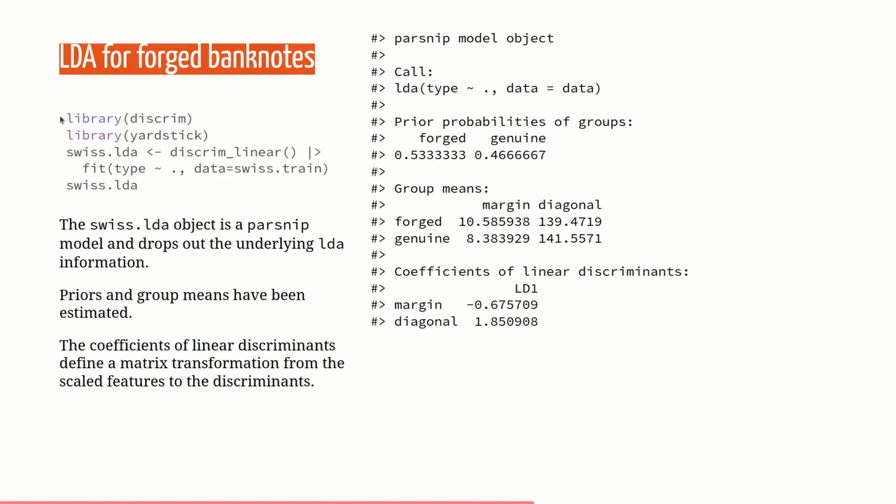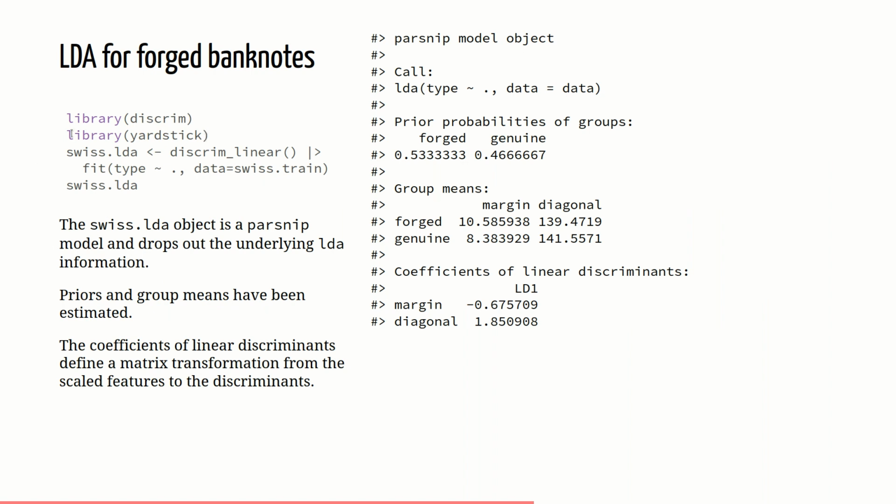Okay, so we load the library discrim and the library yardstick. Okay, and then we set up our model. We're going to have a linear discriminant analysis, and we're going to fit type in terms of all of the other variables, which are going to be margin and diagonal, using our training data, and then we're going to have a look at the outcome.